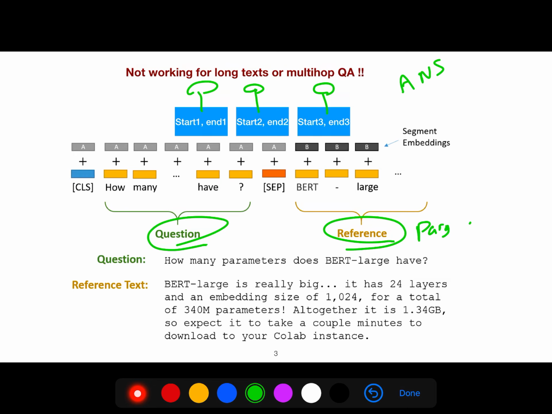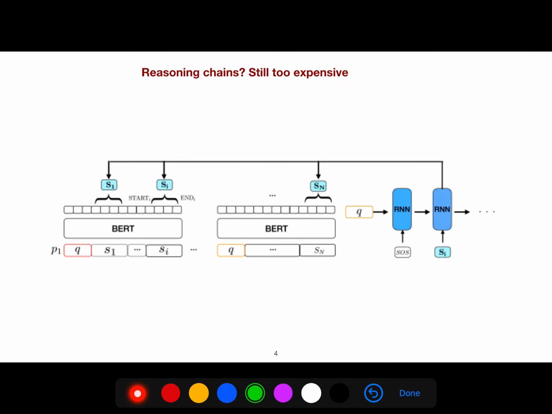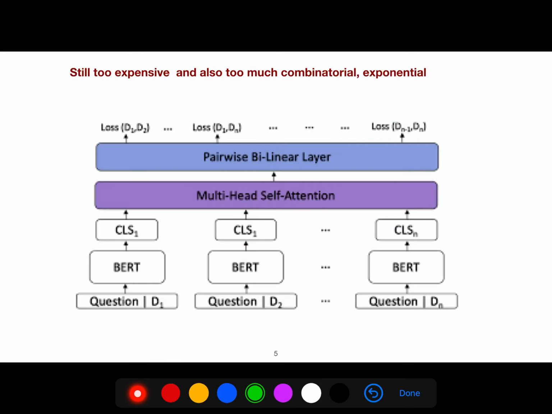But this has a problem, because you are only allowed 512 tokens, so you cannot scale it in this way. Even if you scale it, it's too expensive, because it's very combinatorial. You don't know which document to give here. For example, loss of document 1 and loss of document 2, loss of document 1 and loss of document n. So you should try all of these things. It becomes complicated when you have triples as well, or even more complex things. So I don't think this is a good approach to scale this problem.